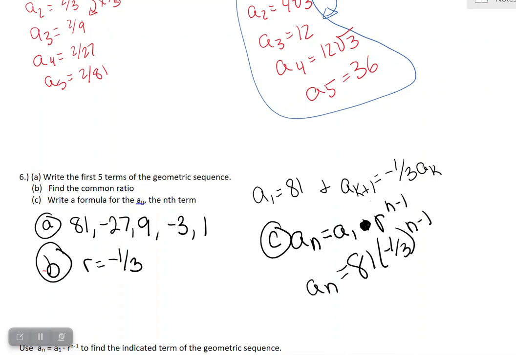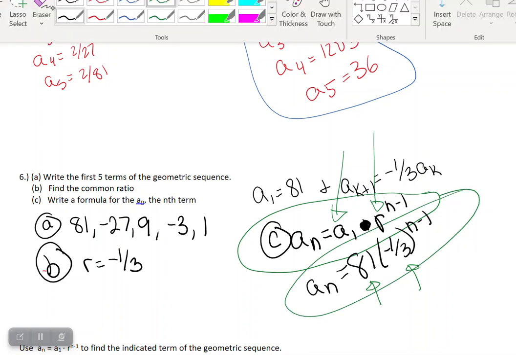To find the formula that generates the nth term, again, we go back to that formula we were given at the beginning, where we take the first term, multiply by the ratio, raise to the n minus 1. And then I just plug it in. I have the first term, I have the ratio, and then this will be our answer right there.